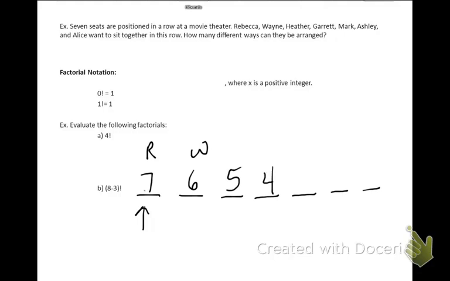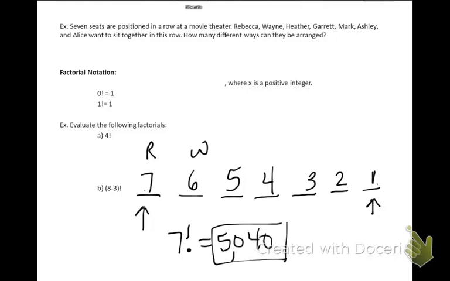And it continues all the way till you hit the last seat, and there's only 1 person standing, so there's only 1 option. When you start at a number and multiply by 1 integer smaller till you hit the number 1, this is called a factorial. This here would be 7 factorial. When you multiply it out, it gives back 5040. So there are 5,040 ways that these 7 people could arrange themselves.